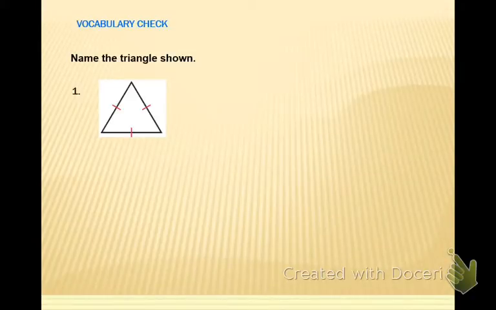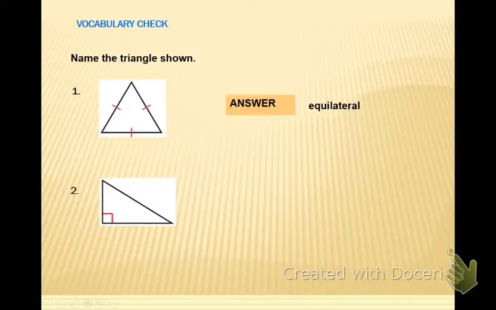Okay, so this is Chapter 7, Section 7.1 and 7.2, the warm-up. How would I name this triangle? What do we know about it from its markings? It's equilateral. Yeah, equilateral triangle. All right. How would I name this triangle from its markings? Gage? Right. Yep, call that right triangle.